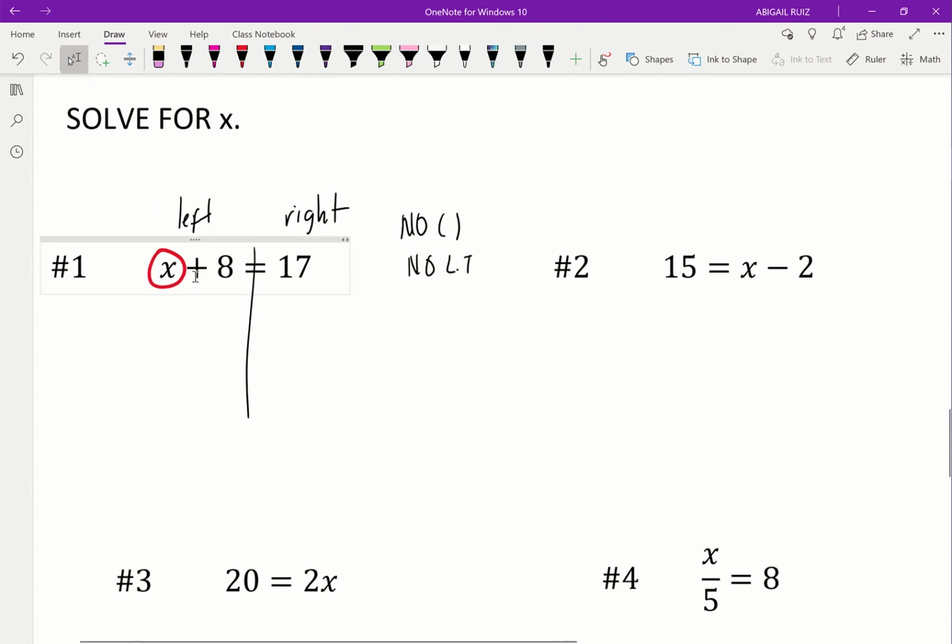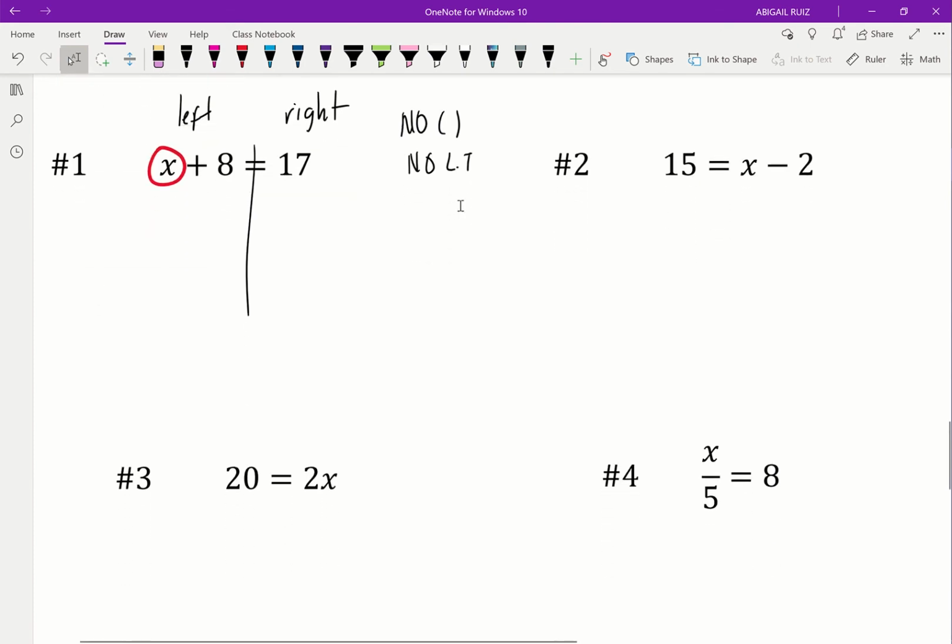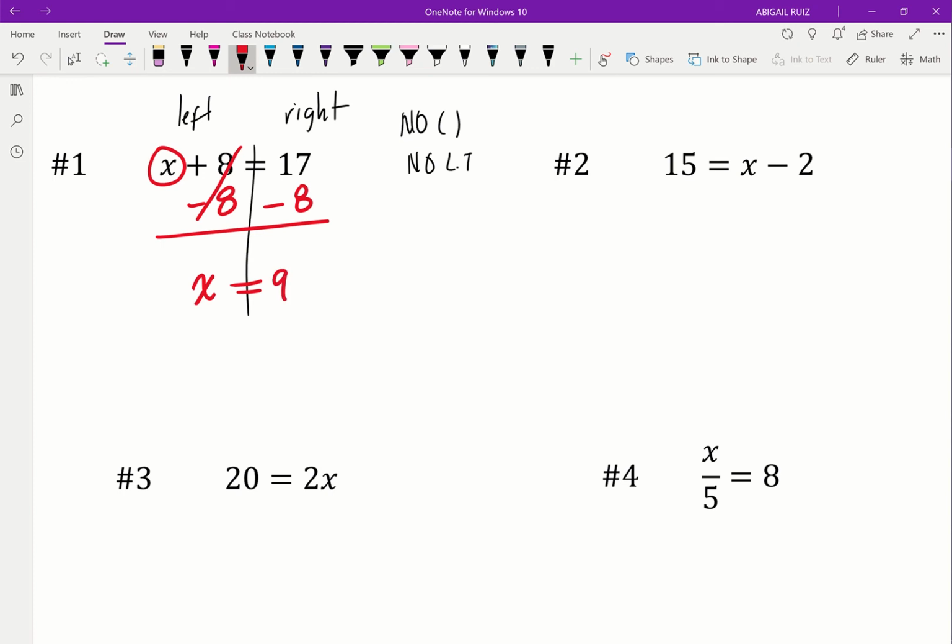As you can see, the 8 is adding, so I'm going to take that away because I'm moving it. When you take it away, it's gone. 8 minus 8, that's 0. You bring down your bubble, and that's 1x equals 17 minus 8. Isn't that 9? Okay, and that's my answer right here.